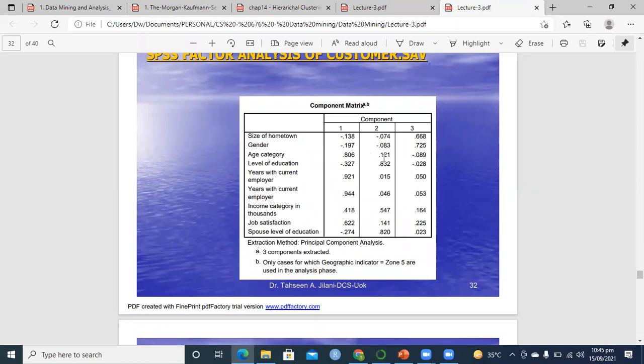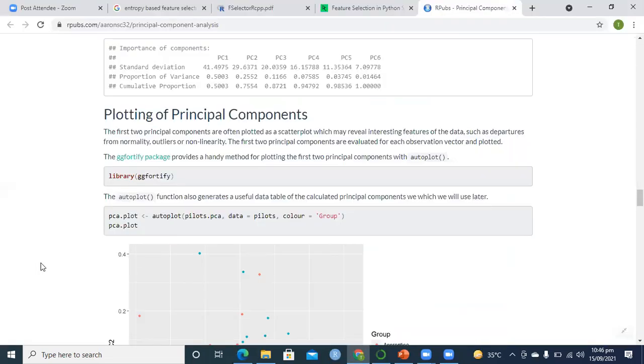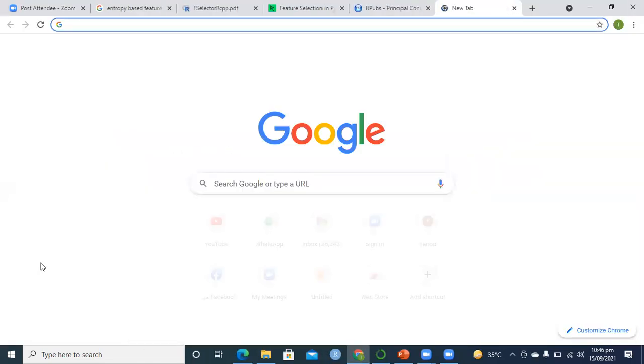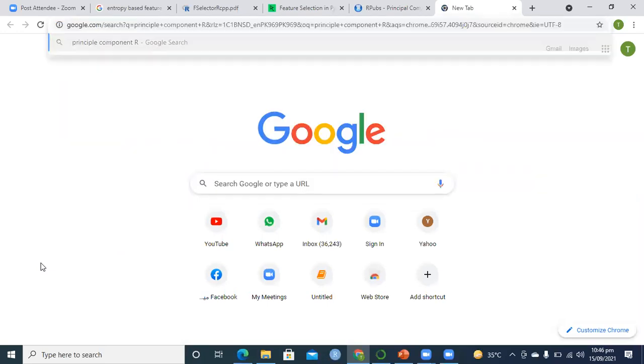In the second principal component, the first important variable is level of education, then income category in thousands, and spouse's level of education is important as well in the second principal component. We can visualize this, taking the first principal component on the x-axis and the second principal component on the y-axis. This is a very big field. Now if I explain with the help of, yeah, you can do this. If I use principal component in R.